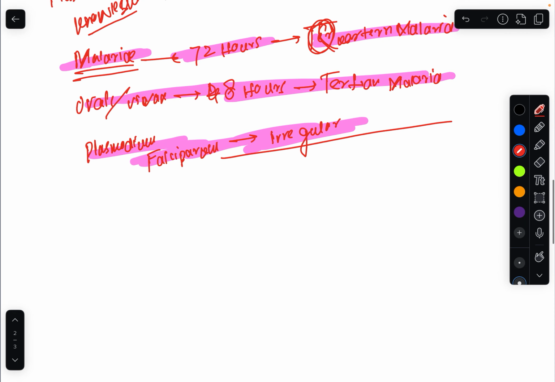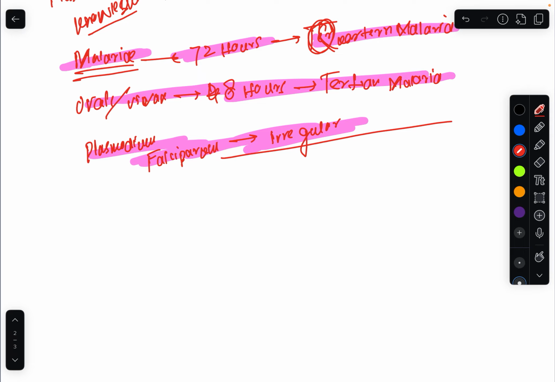So the first feature in uncomplicated malaria which you will see is a typical pattern of fever depending upon the type of Plasmodium. But remember one thing, these types of patterns are usually not seen clinically, because these patterns will only occur if you leave the disease as such and don't intervene with any medication. Because when you let the natural disease progress, you will see these typical patterns.